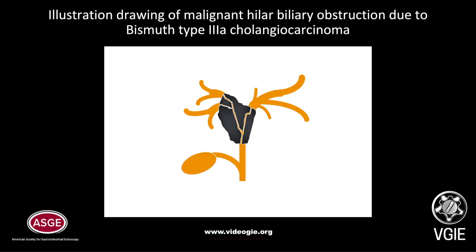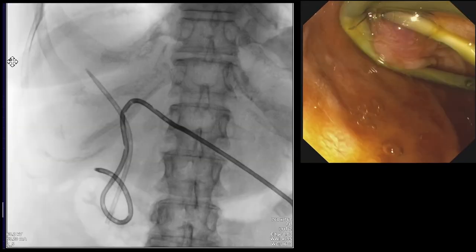This is an illustration drawing of malignant hilar biliary obstruction due to Bismuth type 3A cholangiocarcinoma. ERCP was performed. Initial endoscopic and scout imaging showed a right-sided plastic stent and a left-sided internal-external biliary drain exiting from the papilla. Both were removed using a snare.